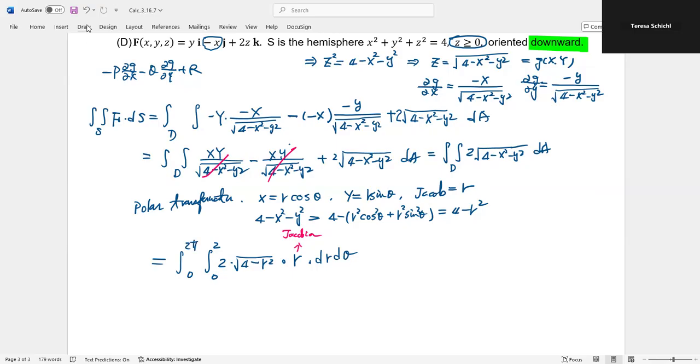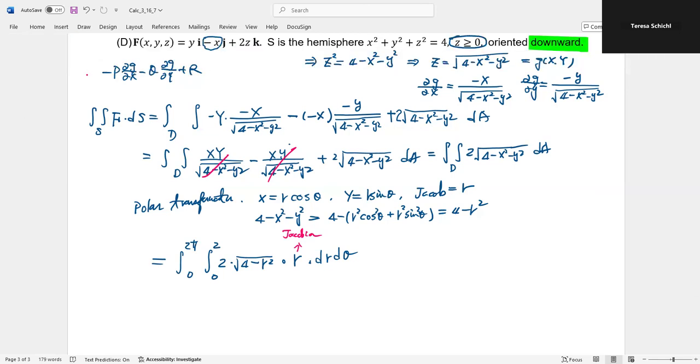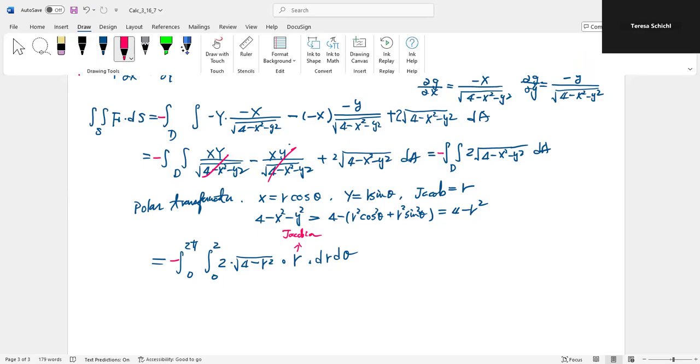Okay, so one last thing. Here, be careful, because it's oriented downward. So I'm going to have negative here, negative here, negative here, negative here. So don't forget, because this is oriented downward, that means I'm oriented negatively.